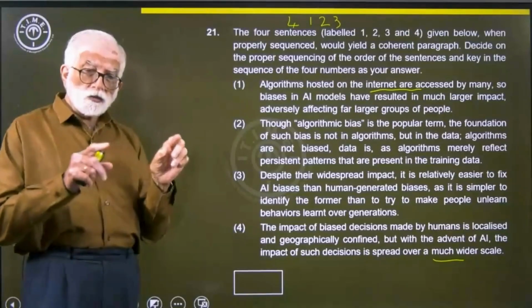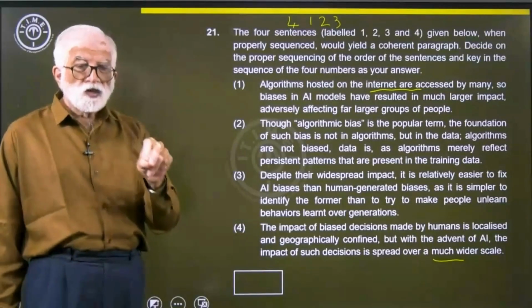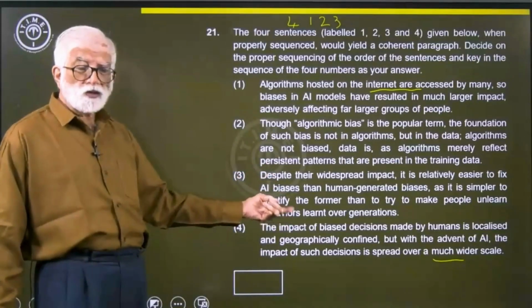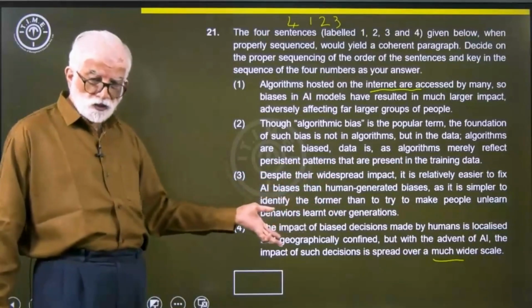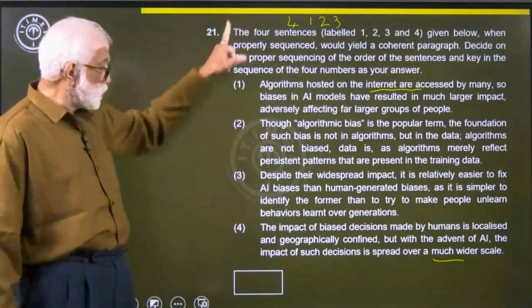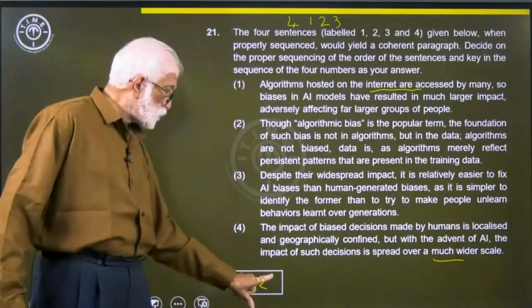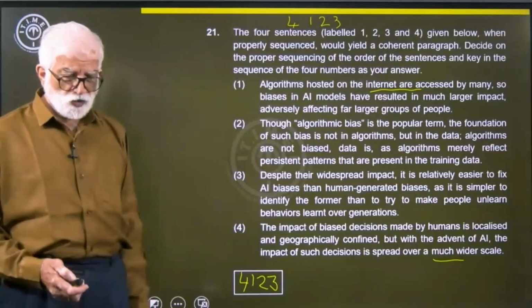Though you call them algorithmic biases, they are actually biases because of the errors in the data. So, you can correct them, whereas correcting human bias is difficult because you have to get people to change their ways of thinking. So, 4, 1, 2, 3 actually makes sense. So, your answer here would be 4, 1, 2, 3. Alright. So, that is your answer for this question. The next one then.